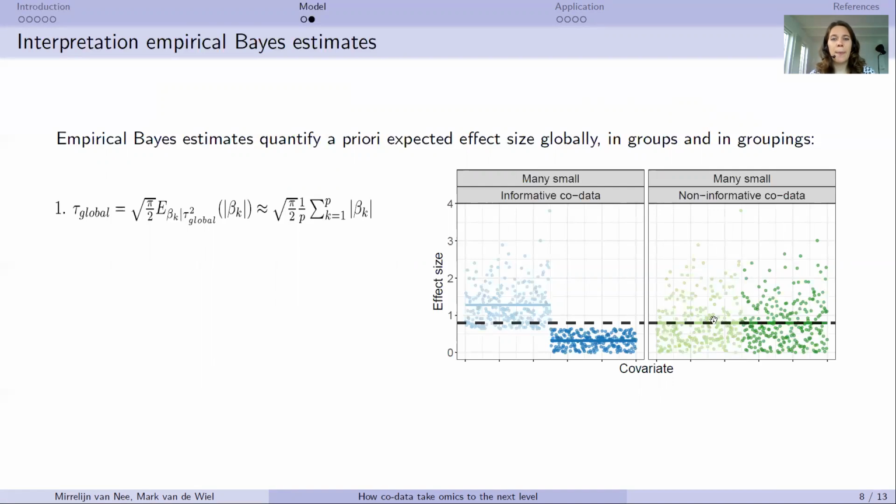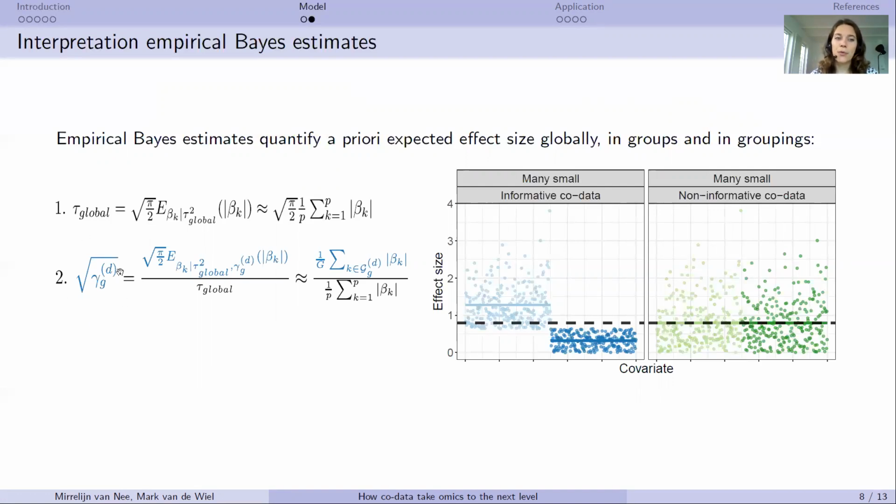And then in the second step, given this global level, we estimate for each codata set separately all the group weights, and you can show that the square root of the group weight is approximately equal to the average effect size in one group divided by the overall level. So we have the horizontal line in one group divided by the black dashed line as reference. And that quantifies how important the group is. And then if we have done that per codata source separately, we combine the codata sources in the last step, in which we quantify the contribution of each codata in the codata weight.